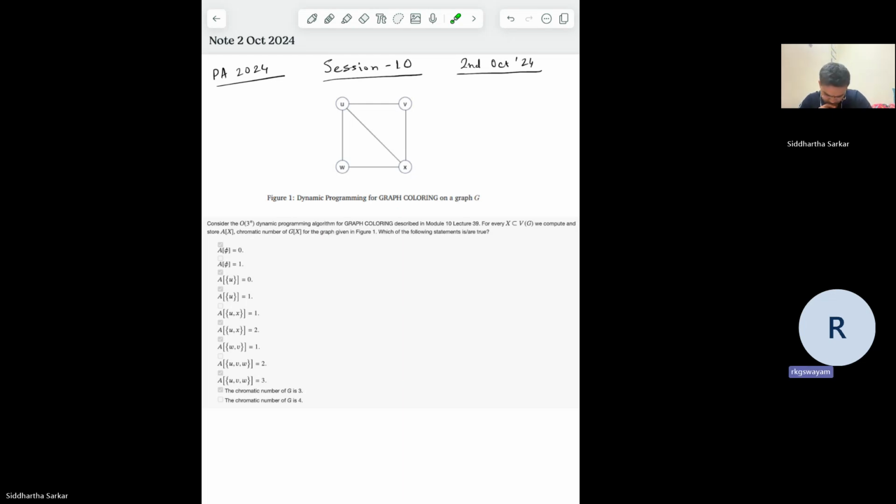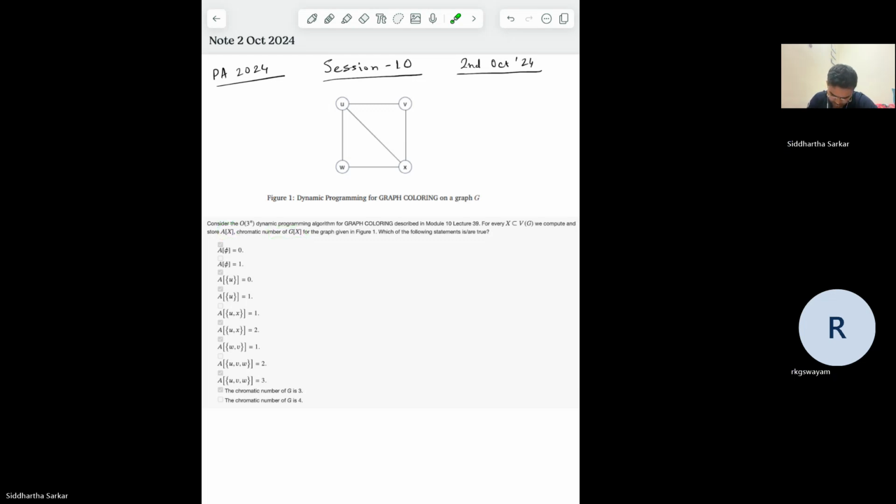We compute and store AX and then the chromatic number of GX. All the statements are about this AX, but I could not understand the difference between AX and GX. Here X is a subset of the vertices, and GX is the subgraph induced on X. In AX, we are supposed to store the chromatic number of the subgraph induced on X, that is GX.